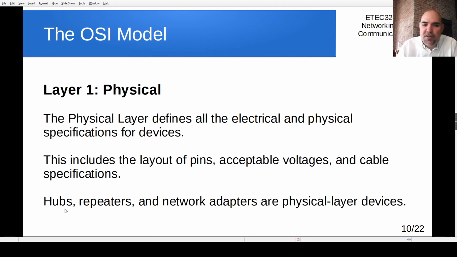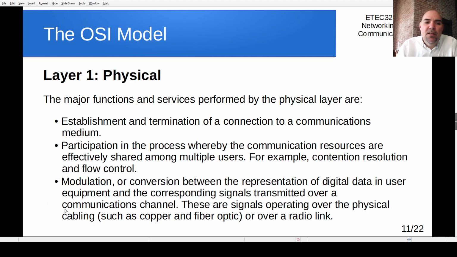Now, the physical layer does overlap some with the data link layer that we'll see above it, but we'll look at that. Now, what are the jobs of the physical layer? What service does it provide to the layer above? Well, in this case, it establishes and terminates connections to some media. In other words, if it's acting as the gateway to the wire, it has to say, okay, now I'm going to put stuff on the wire, and then I'm going to stop putting stuff on the wire.